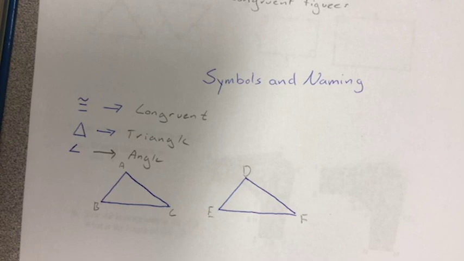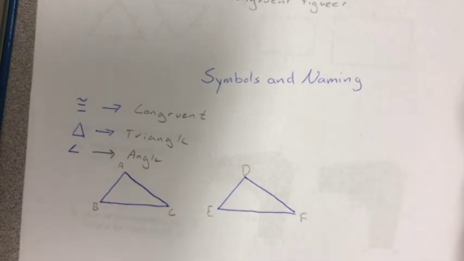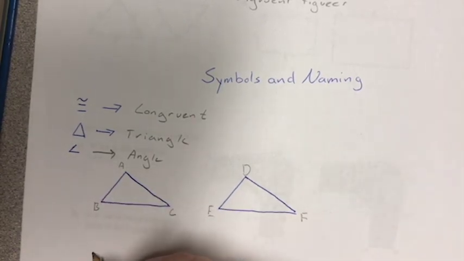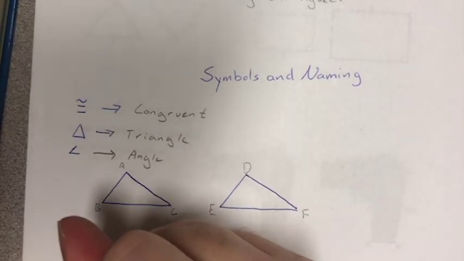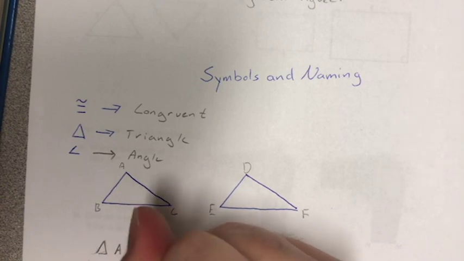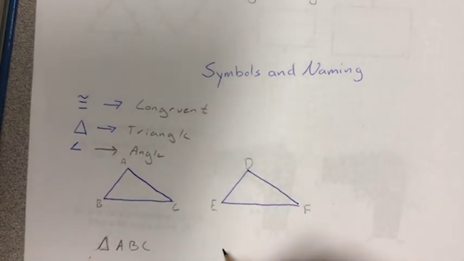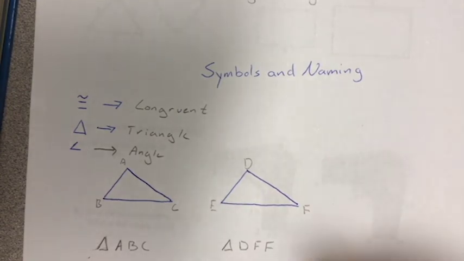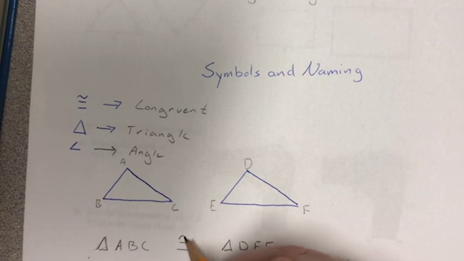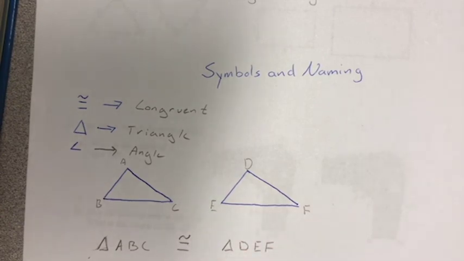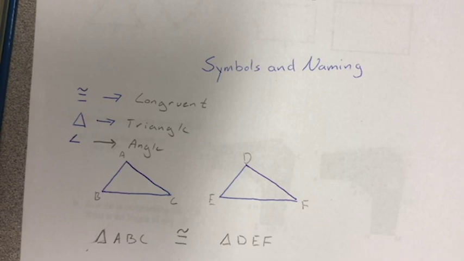All right. Now, what I have here is triangle, whoops, that's not a very good triangle. I have triangle ABC. And this one would be triangle DEF. All right? Now, I know that these things are congruent, so I can say triangle ABC is congruent to triangle DEF. That's what this symbol means.